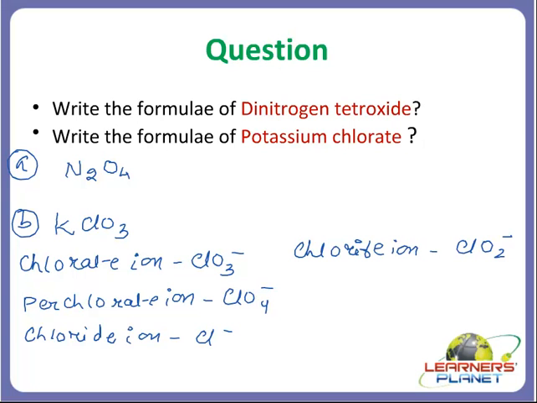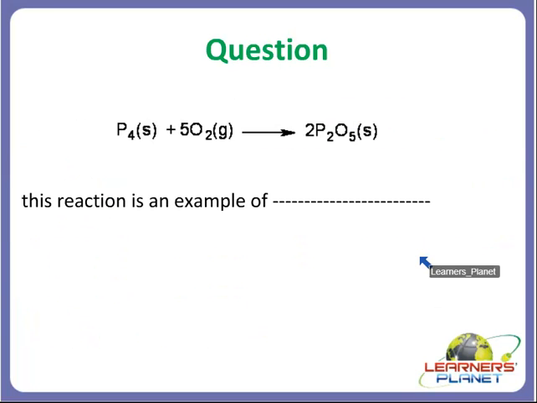Fine, potassium chlorate. If you want to write perchlorate, what you'll write is KClO4. Fine, potassium chloride will be KCl, chlorite will be KClO2. Okay, so now let's move to the next question.